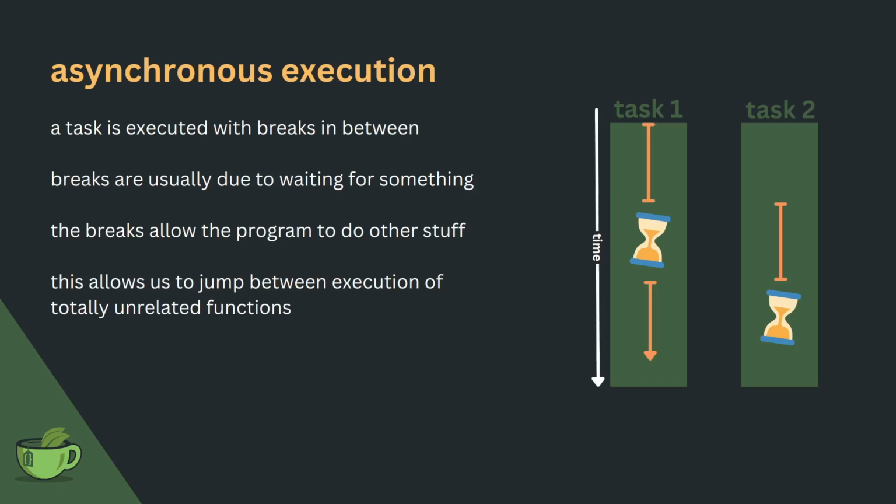And now whenever task 2 hits a reason to break or to wait for something else, then task 1, for example, could continue execution. So this allows us to jump between execution of totally unrelated functions. So we're not talking about task 1 calling task 2, and then task 2 finishing and giving back control to task 1. But we just have some reason to wait, and therefore a totally unrelated task, which is task 2, can then start execution.